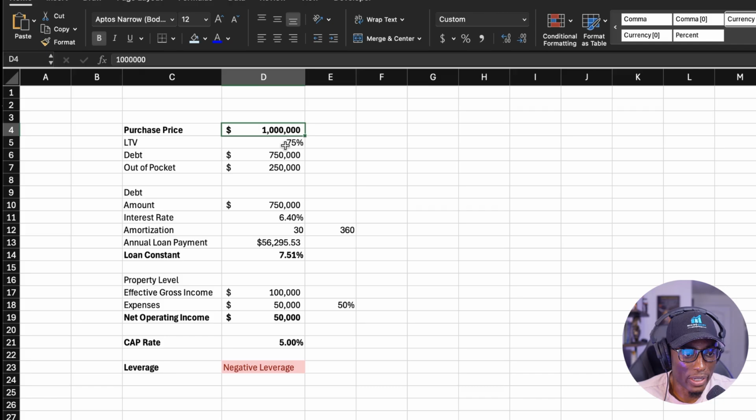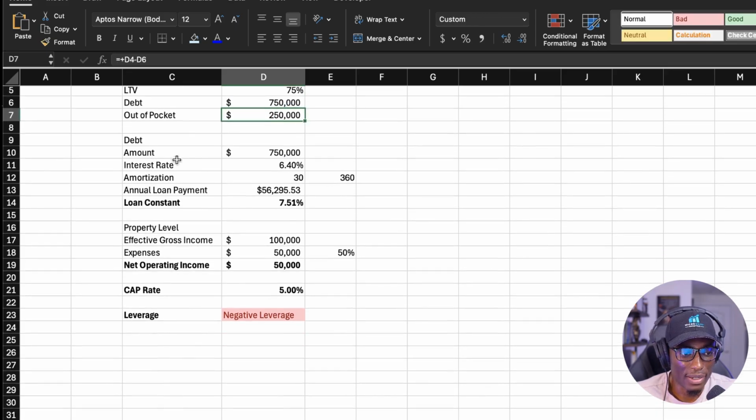You got a loan with an LTV of 75%. The lender is bringing in $750,000. You put in $250,000 of your own money into this deal. The lender gives you an interest rate of 6.4%.